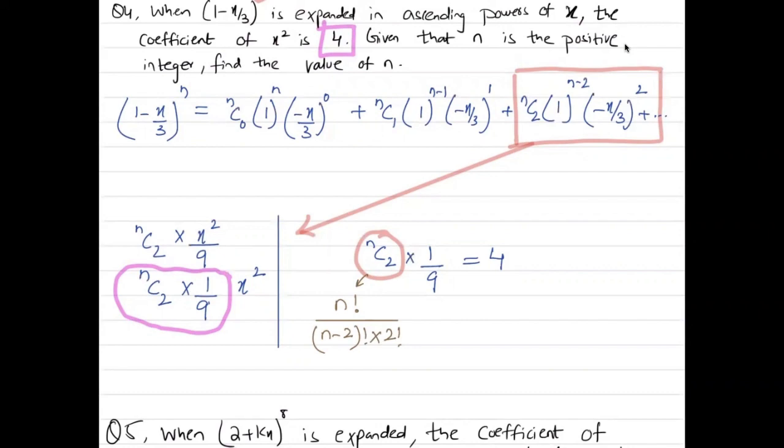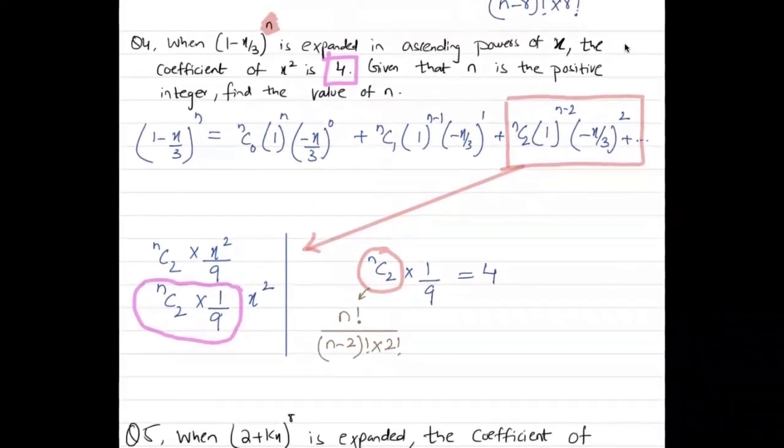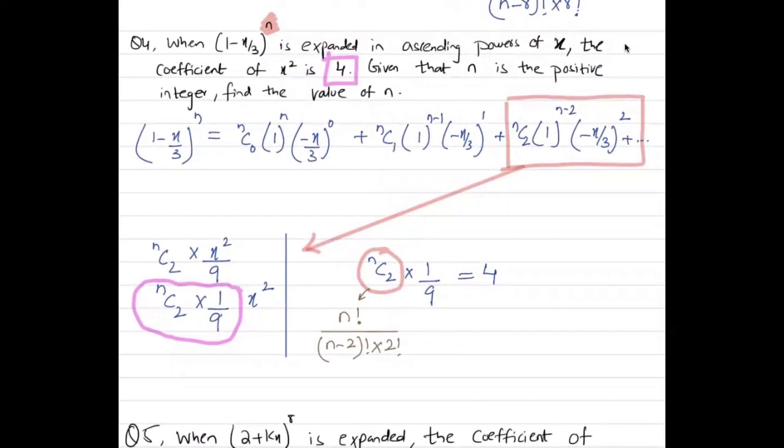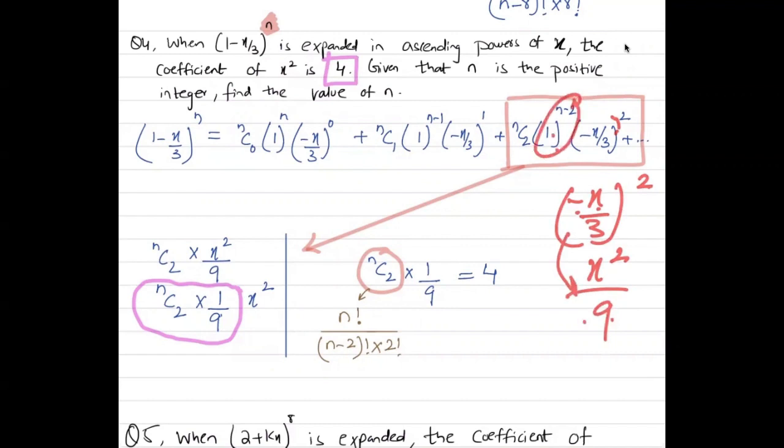Can you repeat from the start, like from nC2 multiplied by x square over 9? How did you get it from minus x over 3 square? Okay, so nC2 times minus x over 3, the whole thing square, is x square over 3 square, which is 9. I just simplified this, and 1 to the power of anything is 1.